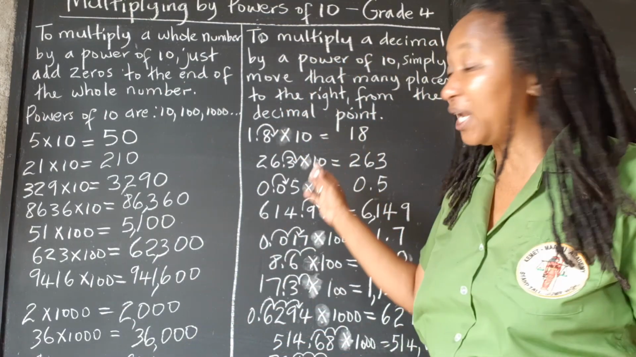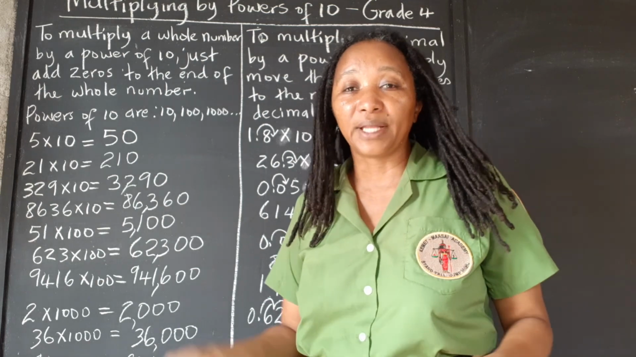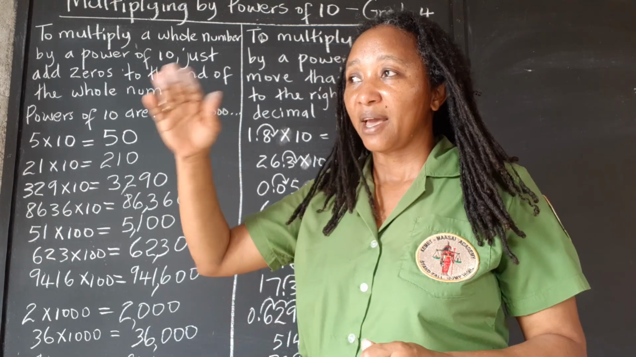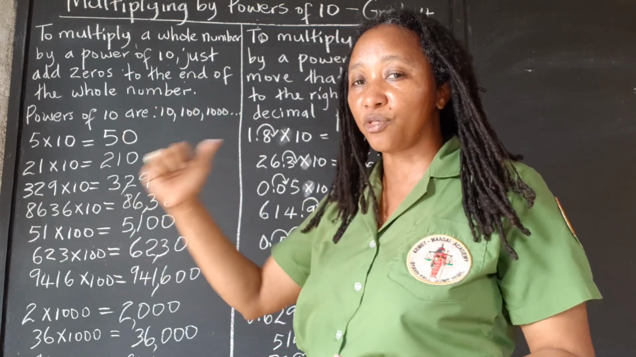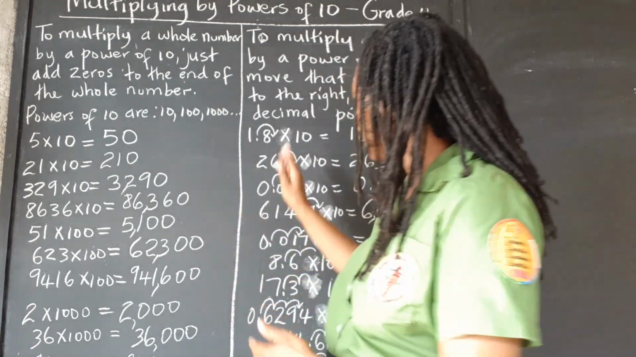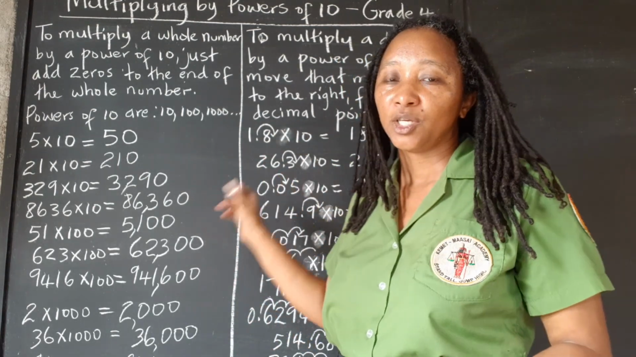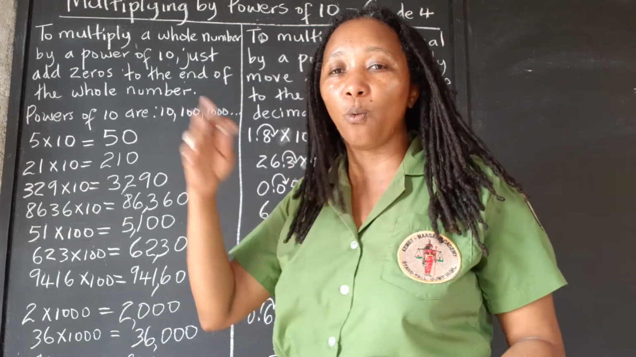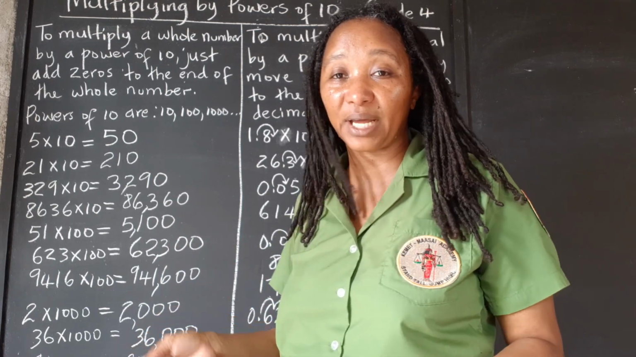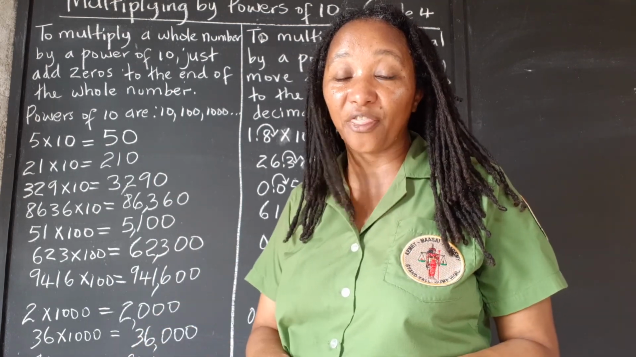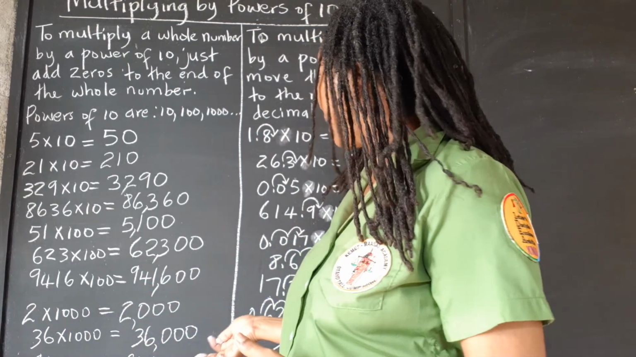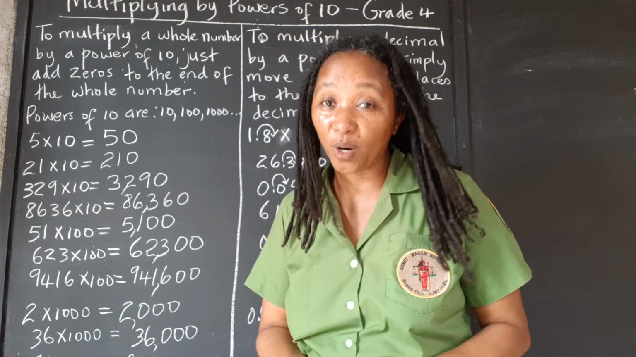If it's a decimal you're dealing with, you're going to locate the decimal point and move from the decimal point that number of places to the right. That way. From the decimal point to the right. So if we're multiplying by 10, we move 1 place to the right. Multiplying by 100, 2 places to the right. Multiplying by 1,000, 3 places to the right, and so on. Okay, that's all there is to multiplying by powers of 10.